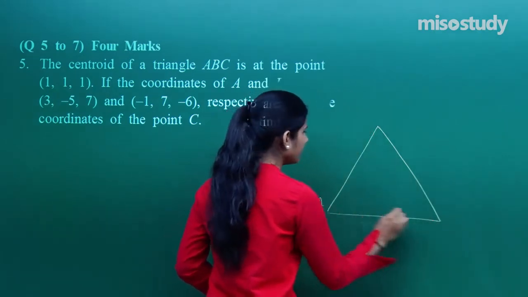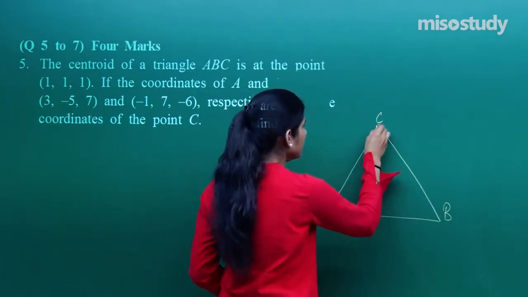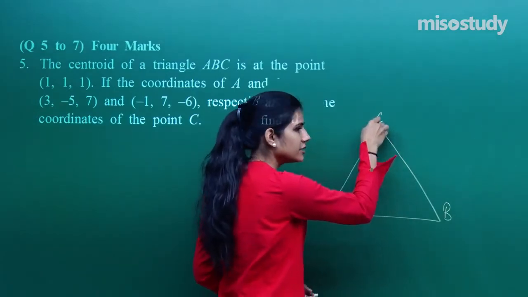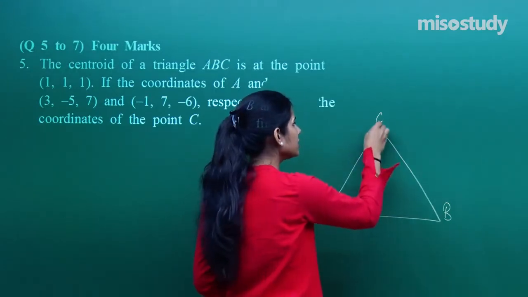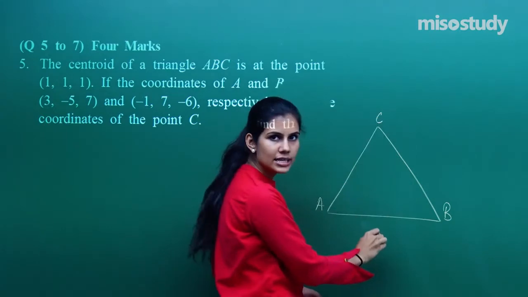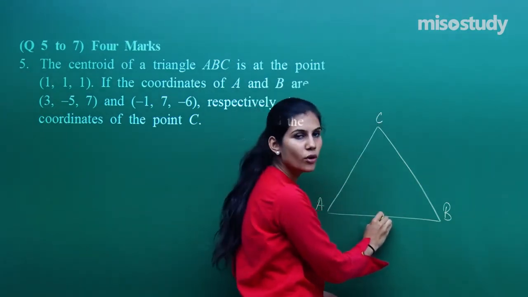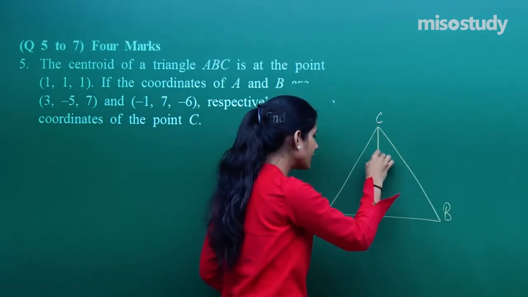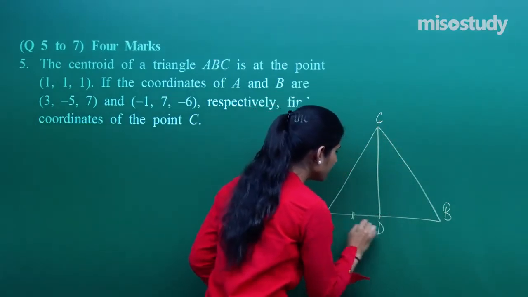See, this is A, this is B, say this is C. Fine. Centroid is where the three medians in the triangle meet. Median is what? From point C you draw a median, means you draw a line segment which meets AB, that is the opposite side, in its midpoint. So from C, when you are drawing this median, it is meeting AB in its midpoint. D is the midpoint of AB.